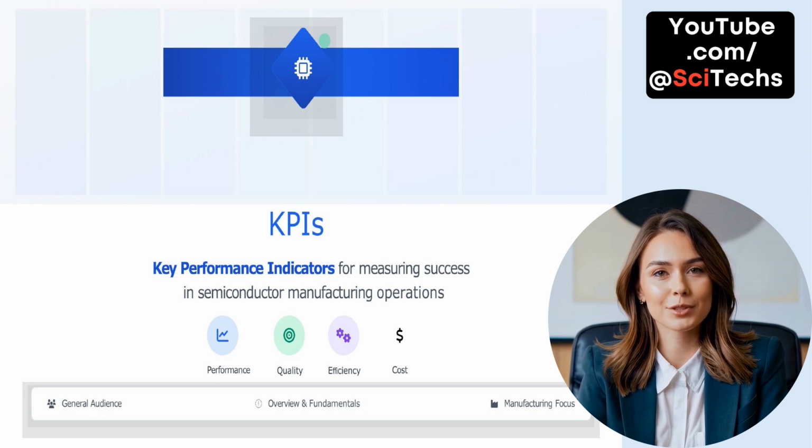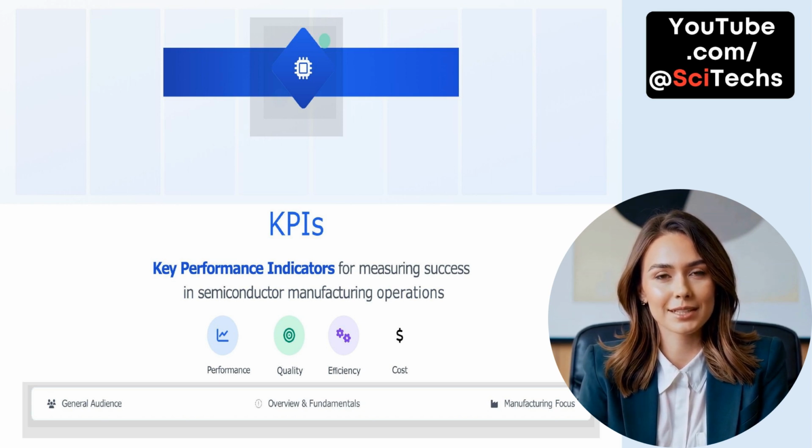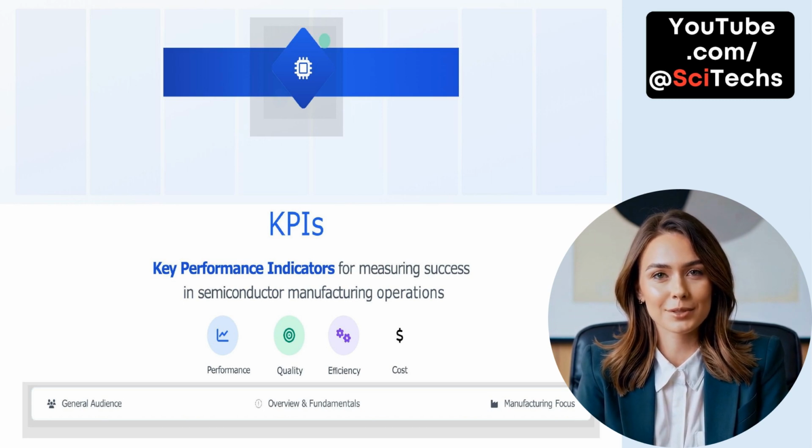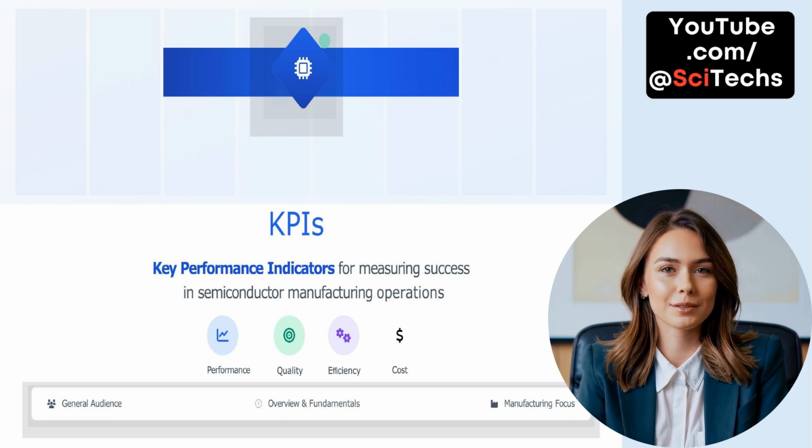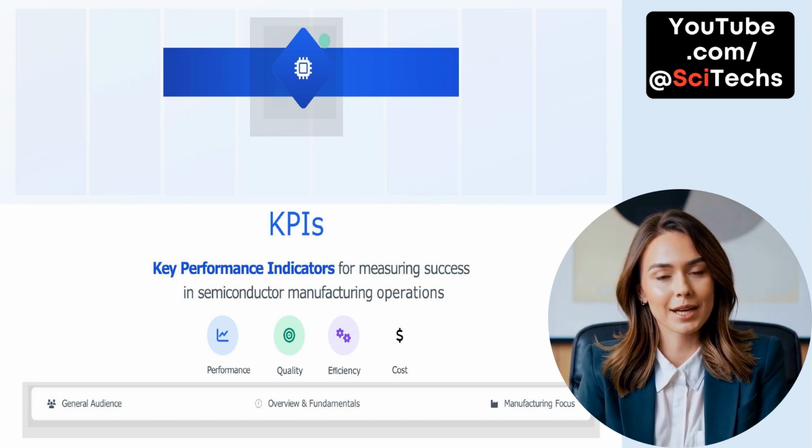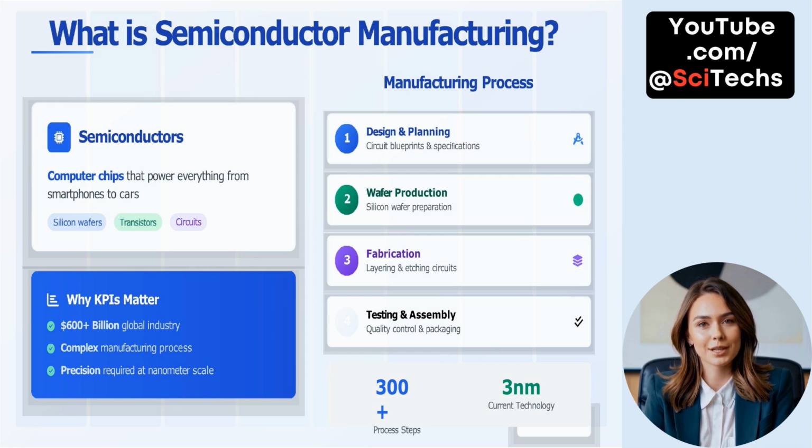By closely monitoring these KPIs, teams can identify areas for improvement, set goals, and drive continuous optimization across operations. Understanding and applying KPIs is essential to achieving consistent, high-performing semiconductor manufacturing outcomes. What is semiconductor manufacturing?